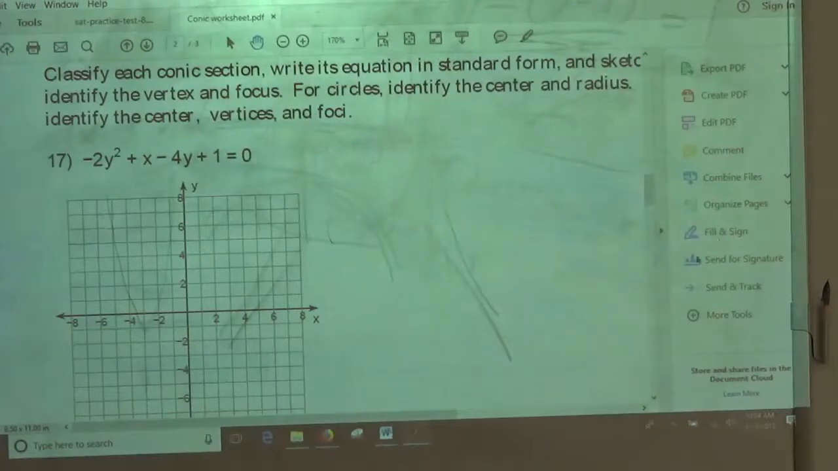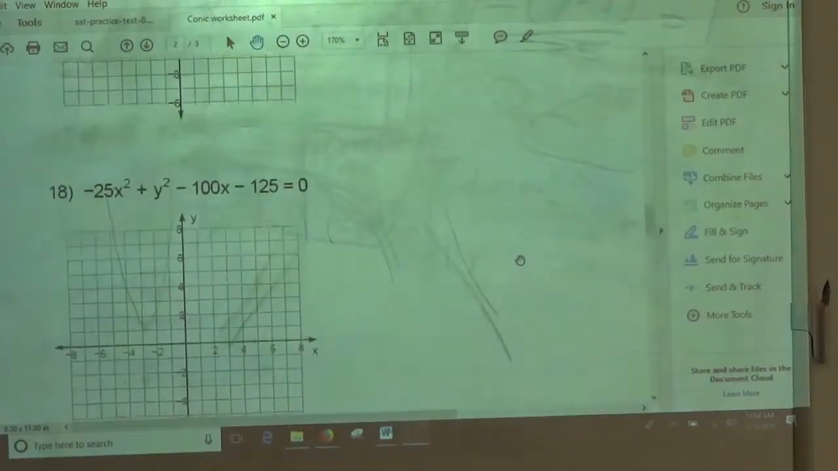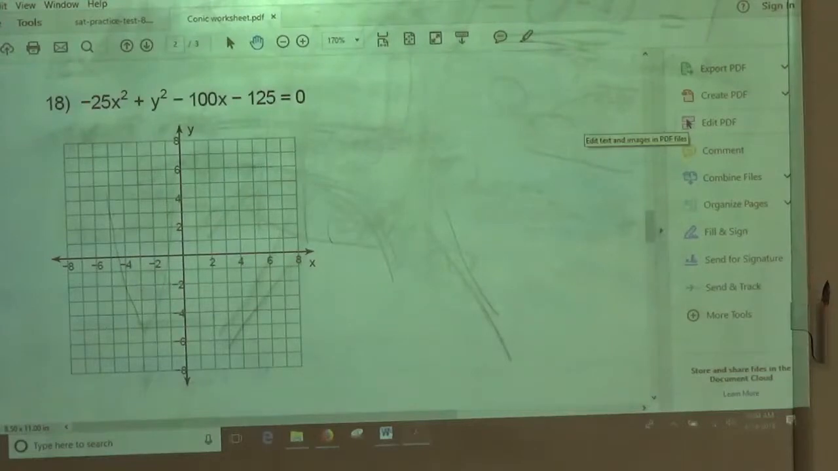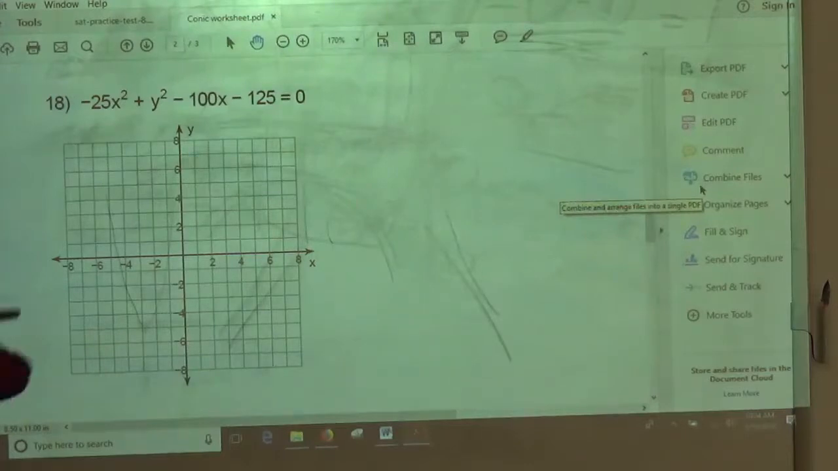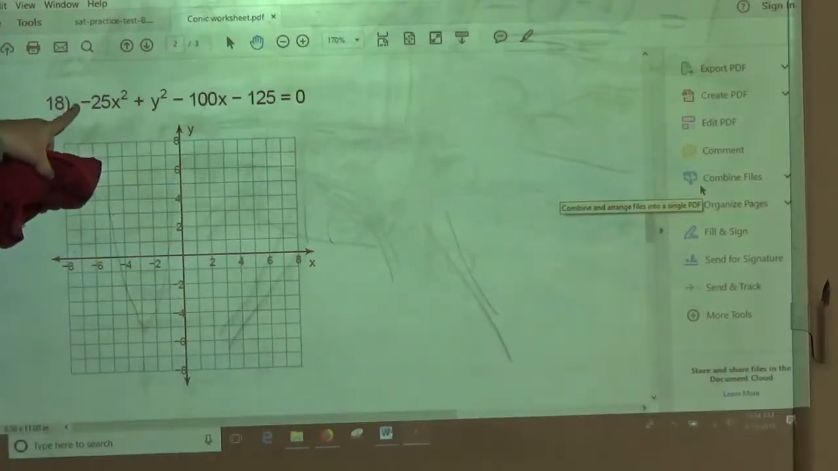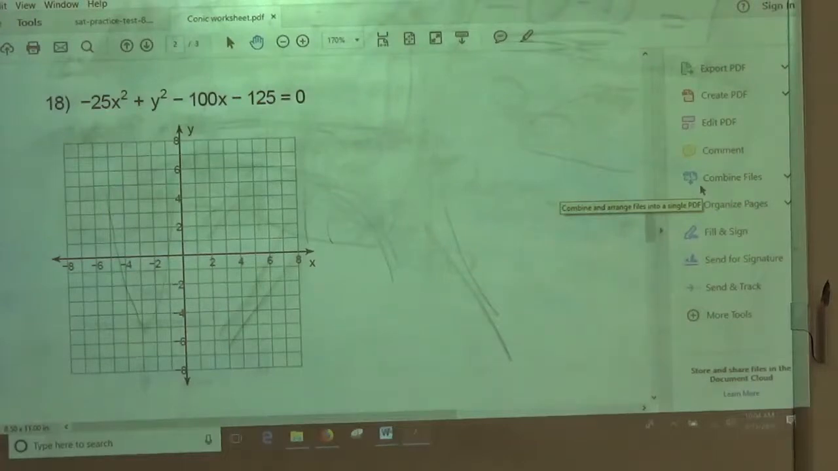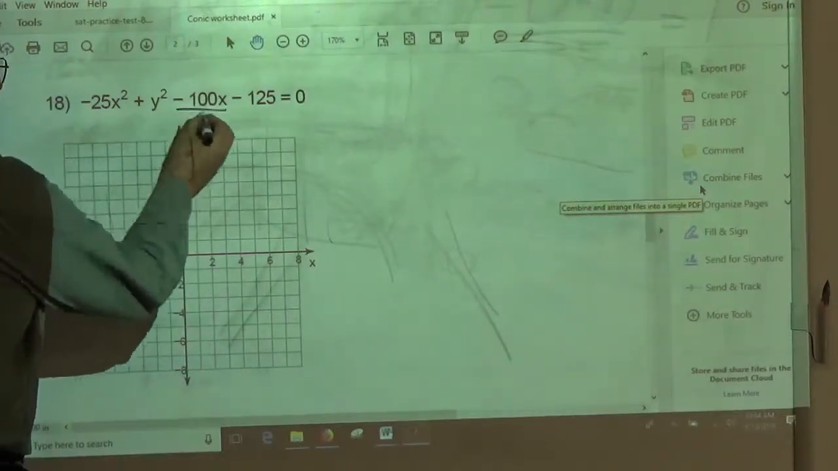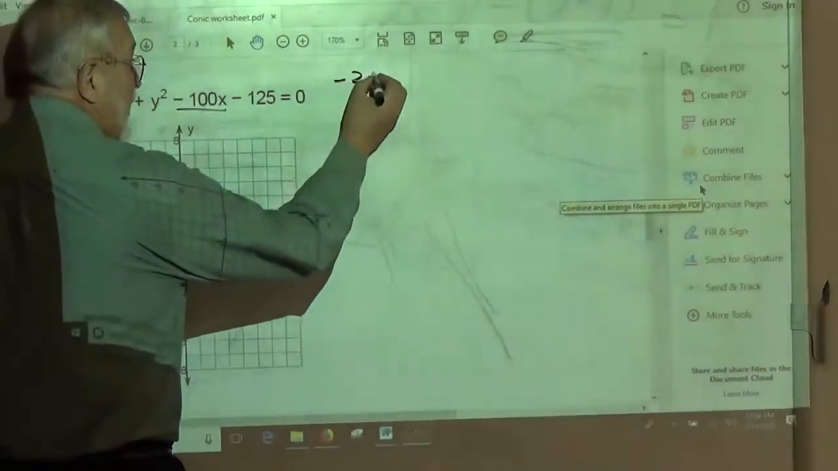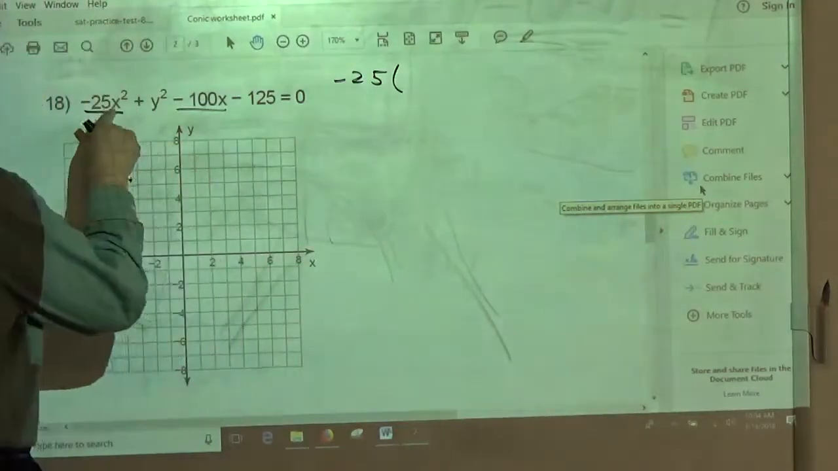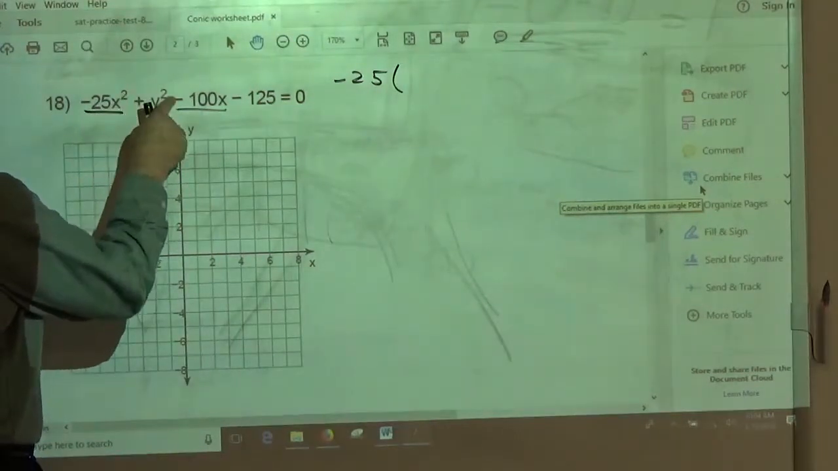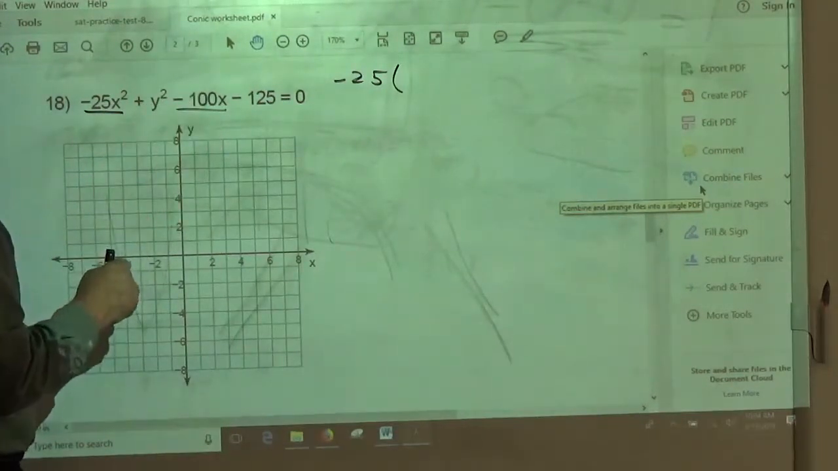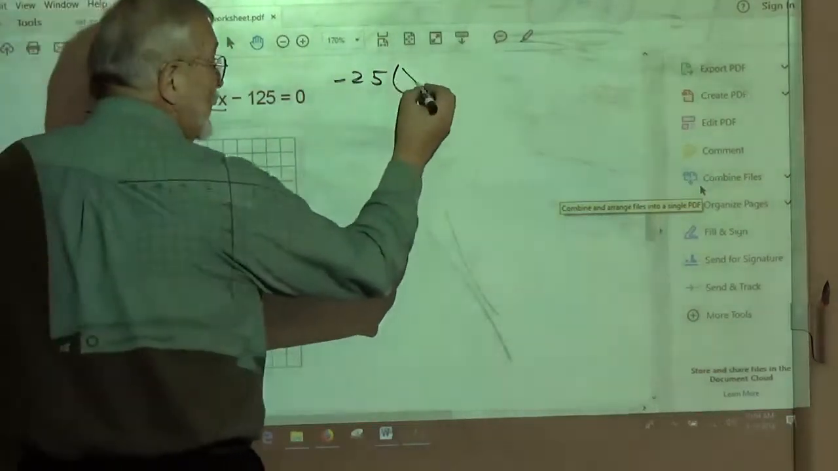Okay, we're going fast, but I hope that this is starting to sink in and make some sense. Okay, all right, and what do you see here? I see both squared, but one's negative, one's positive. So what do we have? Hyperbola. So where are we going to be? We're going to be outside the box. Okay, so first thing we got to do is get these together. All right, so I have this and this. If I take a negative 25 out, I have x squared plus 4. Right? Because 4 times 25 is 100.